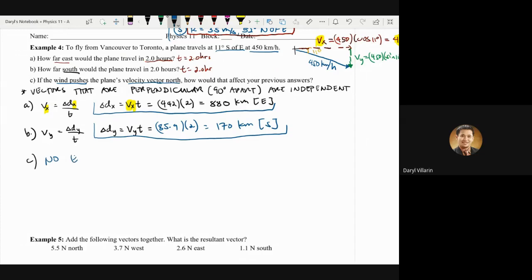So no effect on eastern travels. So even though how hard it's blowing north, the displacement of the airplane is still the same. Well, it will definitely affect though the southern travels.